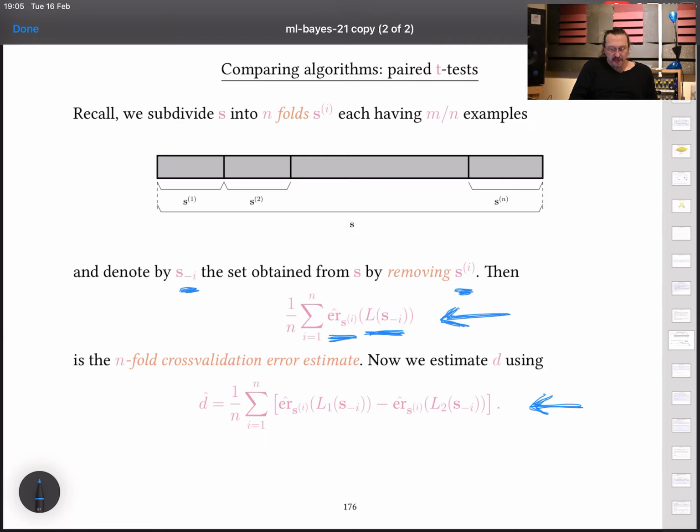Now we've just directly carried over the idea of the cross-validation estimate and said that our new estimate D hat is going to do essentially the same thing as cross-validation. Okay, for each of the i folds, we take the fold out. We use what's left to train now both of our training algorithms, and we use the fold itself to estimate performance for both of our training algorithms. And we take the difference, and we now do that and average over our n folds.